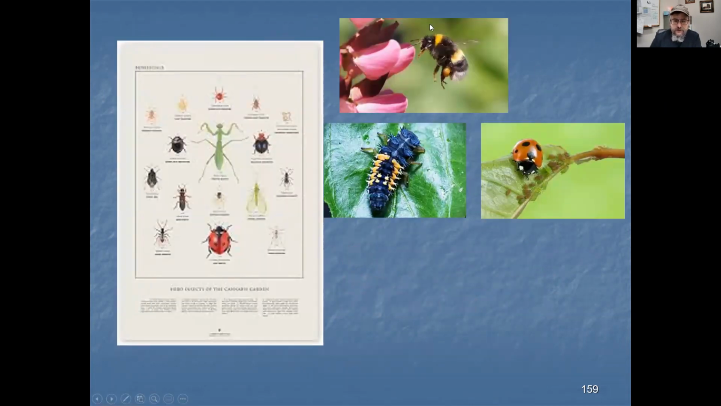Some more pictures. So here you've got a bumblebee, beneficial, obviously. Now here's what's interesting. You recognize this here as a ladybug, but do you recognize what this is? Have you seen this before? And if you have, do you know what it is?